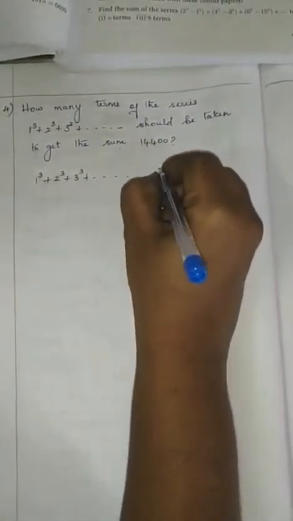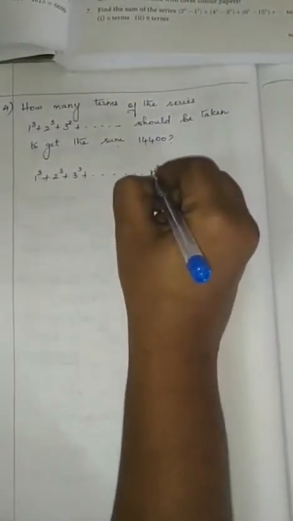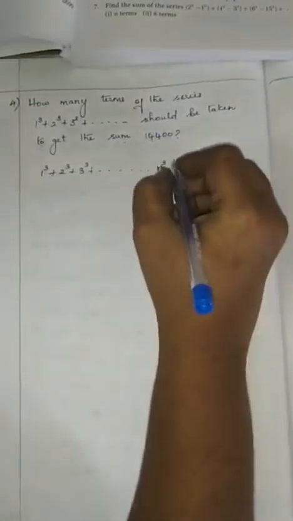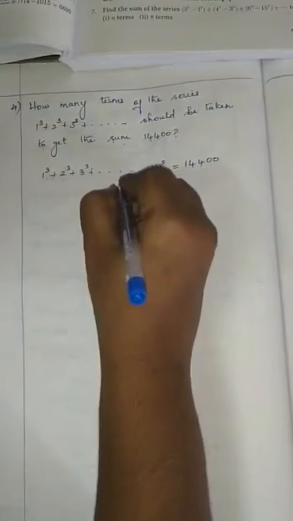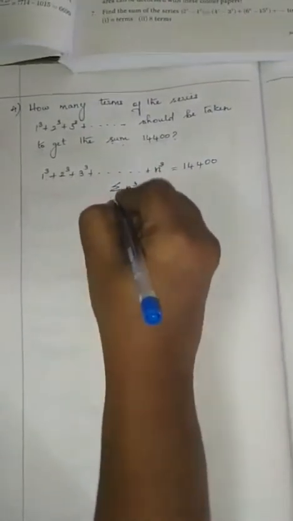So I am going to put the last term to be n cube. This n value, the number of terms, is what we are going to find out. When we add all this, the total is equal to 14,400. This is what is given. Okay, so now you know this, right? This is the summation of n cube, starting from 1 till n.